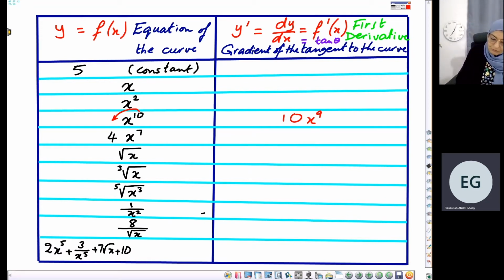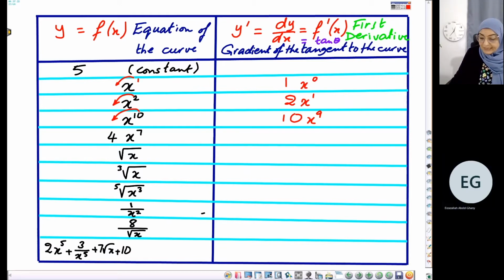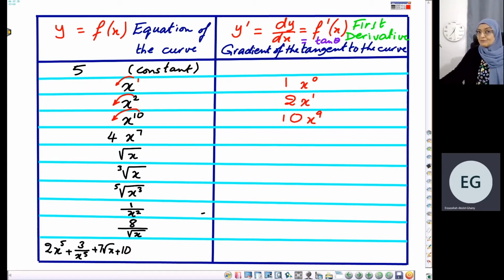What about x power 2? Power goes down, decreases by 1. So it is 2x to the power of 1. We can just write it 2x. What about this x? x power 1. Power goes down, it will be 1x to the power of 1 minus 1, which is 0. And x power 0 equals 1, as in the video concerning indices. So it is just 1.